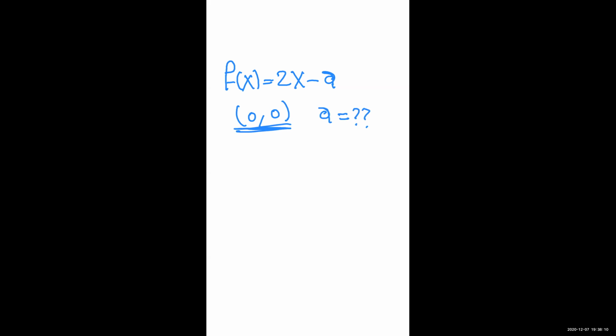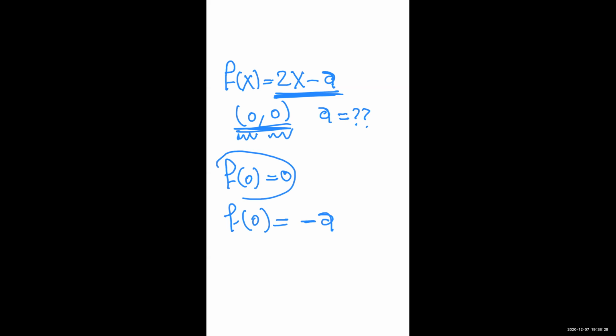Okay, (0, 0), so this means f of 0 equals 0. So f of 0 now equals 2x minus a, 2 times 0, so 0 minus a, okay? And we said that f of 0 equals 0, so this means it will equal 0. So simply a will equal 0. Okay, so the right choice is letter C. Are we clear till now? Yeah, it's clear. Okay, great.